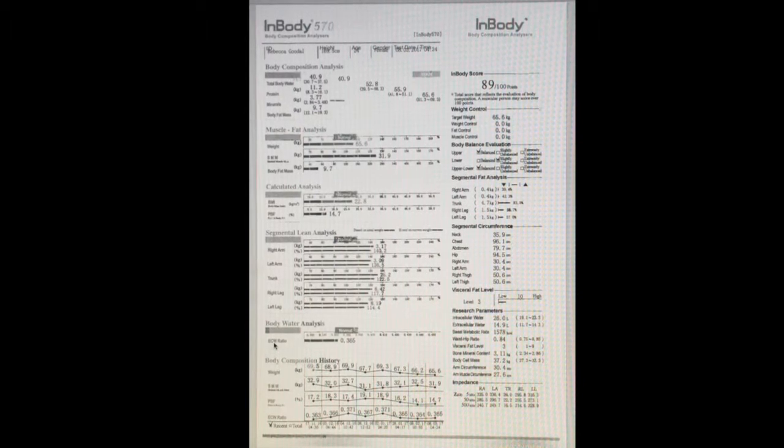Now, ECW stands for extracellular water, which is water found outside the cells in the body, and this is a ratio in comparison to your total body water. You'll find your total body water right up in the top. So in this example here, 40.9 litres of water in the body.